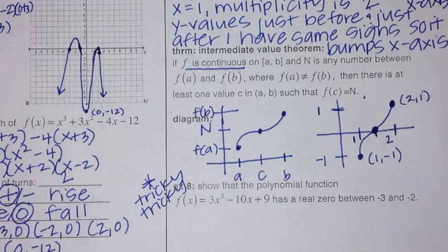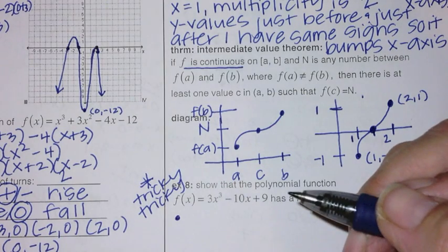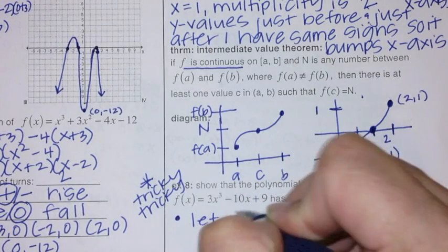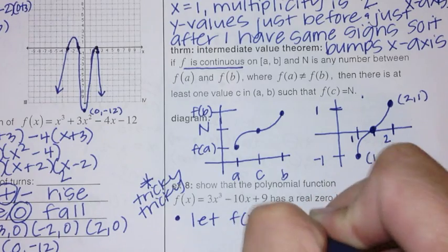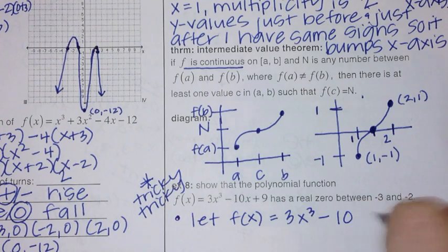So it's not asking you what the real 0 is. All it's asking you is to show that it's between -3 and -2. So the first thing you're going to do, you kind of make these little bullet points right here, is you say let f of x equal 3x cubed minus 10x plus 9.